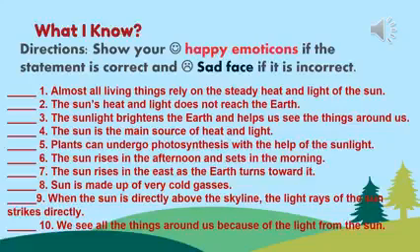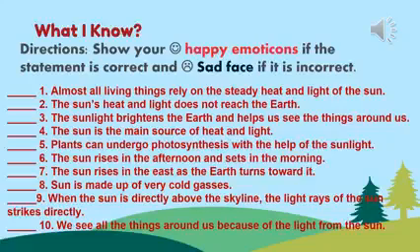Listen well. Number one, almost all living things rely on the steady heat and light of the sun. Number 2, the sun's heat and light does not reach the earth. Number 3, the sunlight brightens the earth and helps us see the things around us.